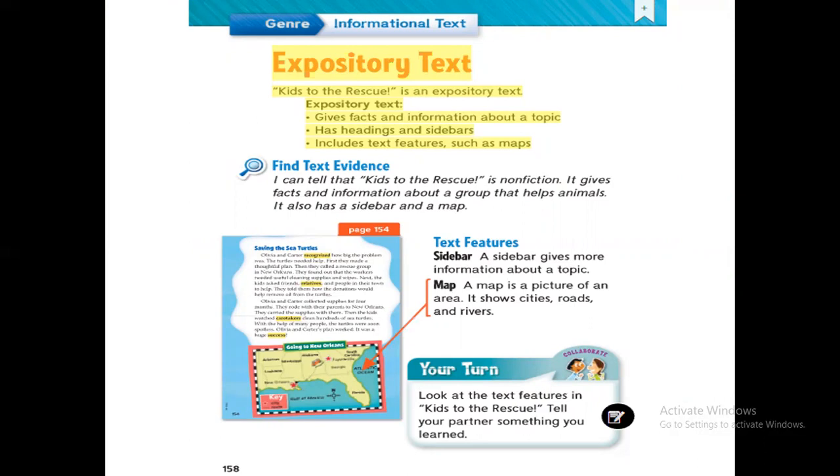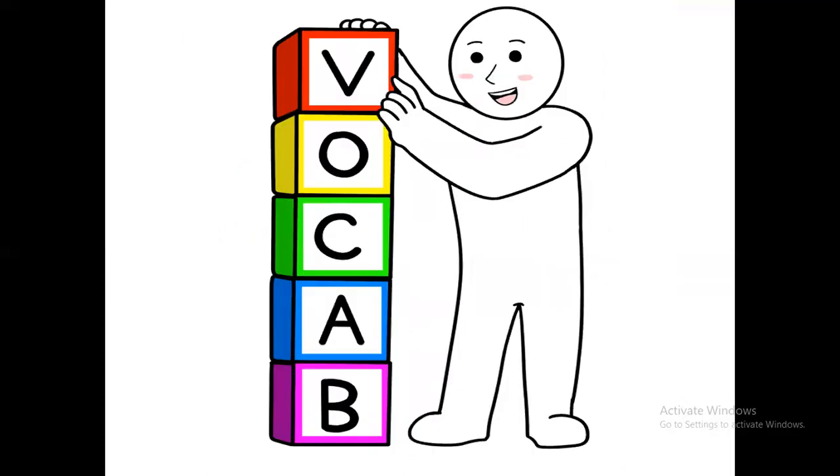The expository text gives facts and information about the topic. It has headings and sidebars. It includes text features such as maps. Look at here, there is a sidebar and a map. What is the sidebar? It gives more information about the topic. The map is a picture of an area. It shows cities, roads, and rivers.